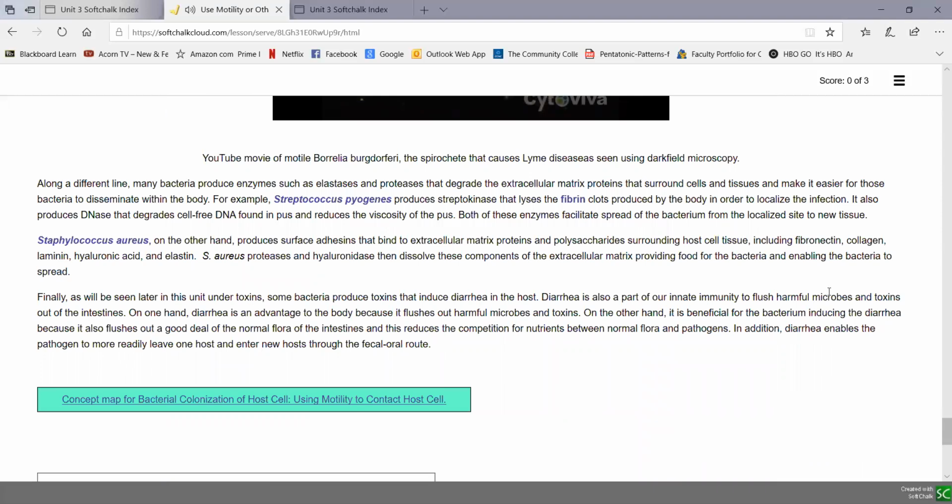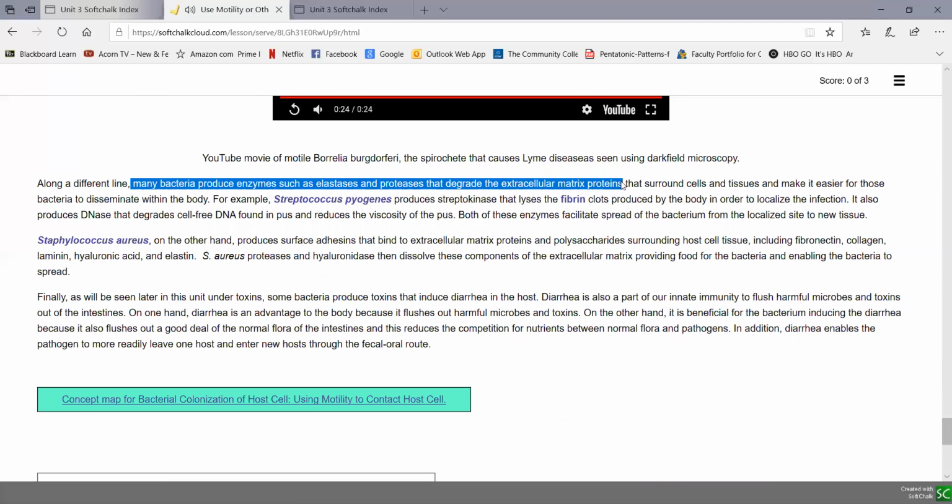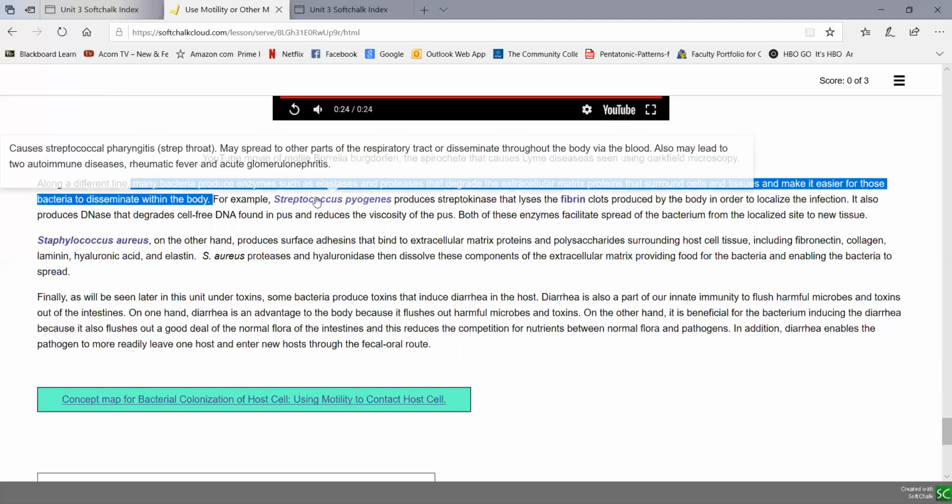Now, some bacteria that are not motile use some other techniques to spread within the body. Many bacteria produce enzymes like elastases and proteases that degrade the extracellular matrix proteins that surround cells and tissues, and that makes it easier for the organism to disseminate. So again, often this extracellular matrix that surrounds our cells helps to localize the infection. But if they can break down that extracellular matrix, then they're able to move to other cells. And a nice example of that is Streptococcus pyogenes that causes strep throat.